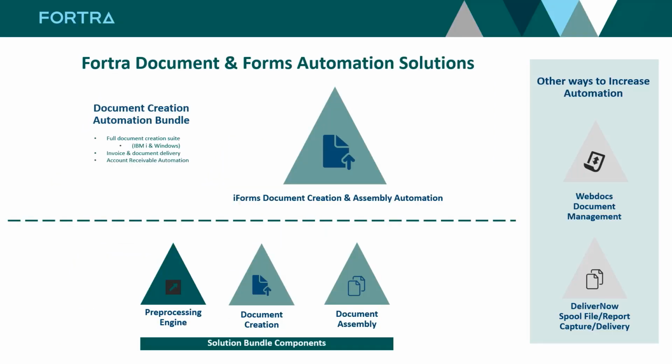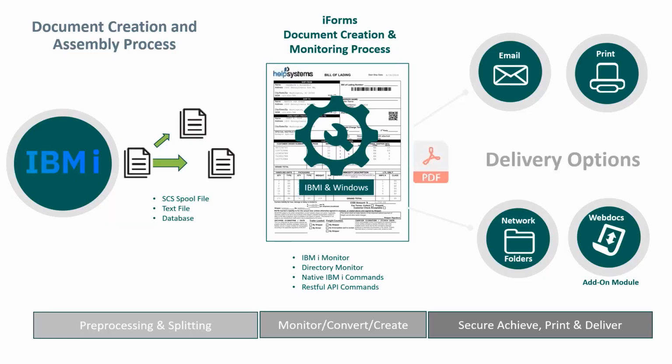Now, from the solution standpoint, what the solution looks like, right? If you think about what iForms is, it's a document creation solution. It has the capability to do pre-processing with a pre-processing engine. So we have a bundle that sort of bundles this all together for you, right? It has a pre-processing engine, and it has two main components to the core iForms solution. That's the document creation part of it, so you can create forms, and then the document assembly function that gives you the capability to assemble documents into the solution. Now, how this process works from the creation assembly process, it starts with a spool file usually at that point, or database that we're looking at.